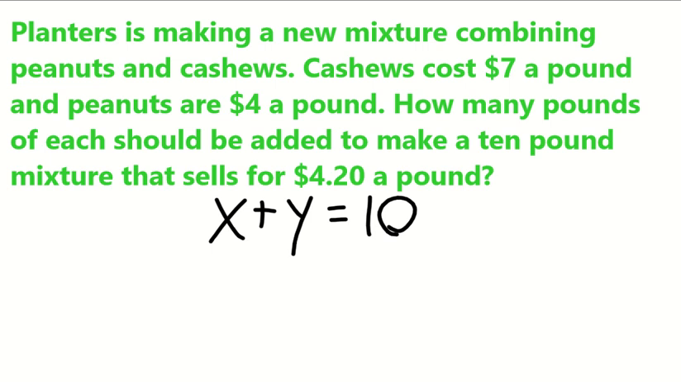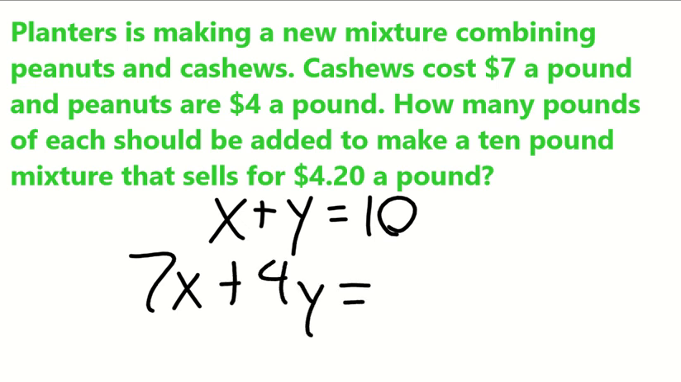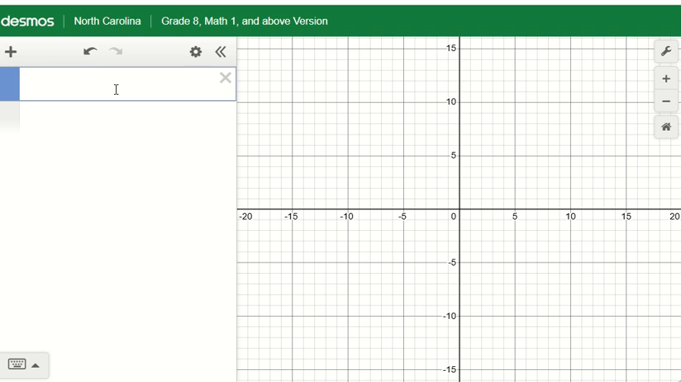all right, so our first equation, we got x plus y equals 10. Second equation, if I make 7x plus 4y equals, it's the total amount times the total price. So there's 10 pounds, $4.20. So we put each of those into the calculator. We got x plus y equals 10.